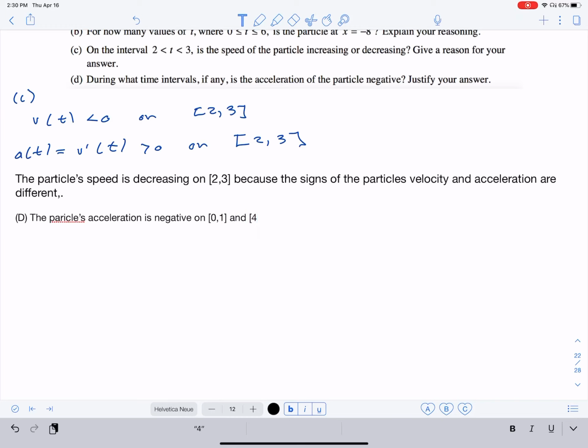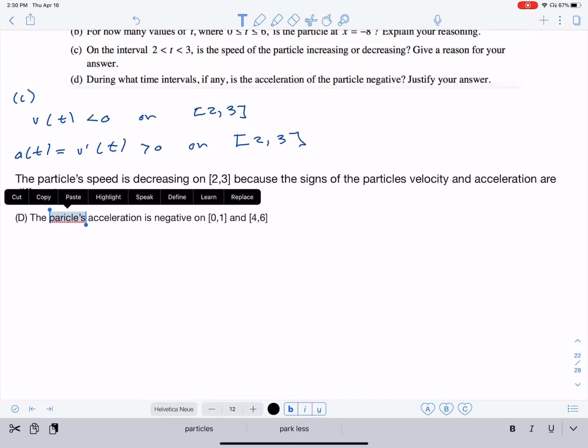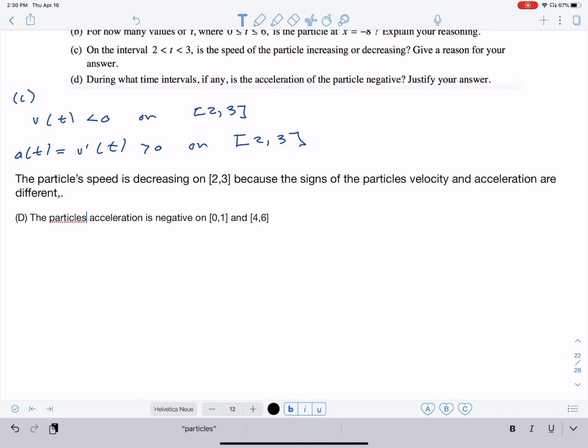By the way, I'm using closed brackets here. It doesn't matter. You could use open brackets, open interval, or closed interval. They won't take off. And I misspelled that word. I don't know how to spell it. Particle's? Sure. Probably should be an apostrophe. Okay, so again, it could be open or closed. It doesn't matter. So I'm saying the particle's acceleration is negative on 0 to 1, 4 to 6.